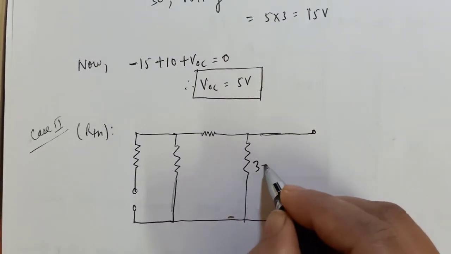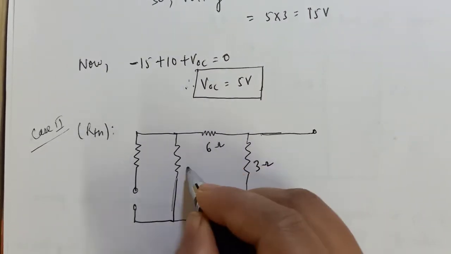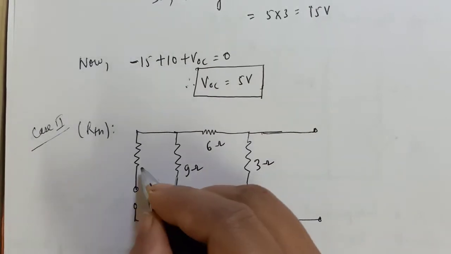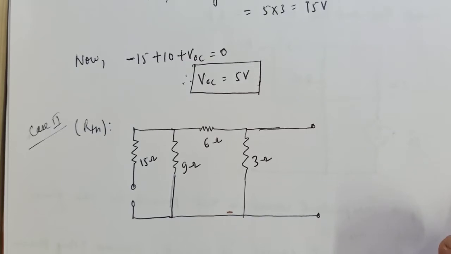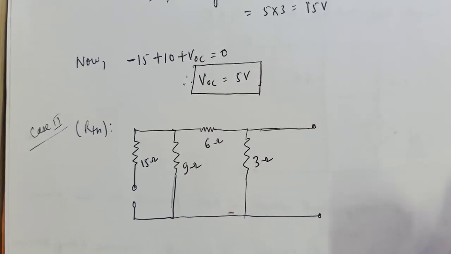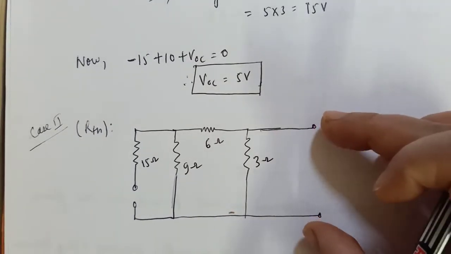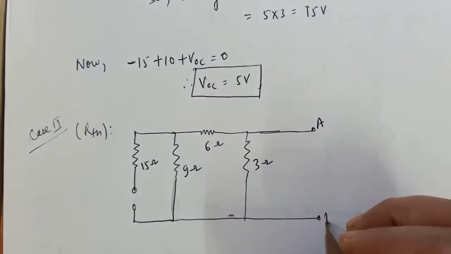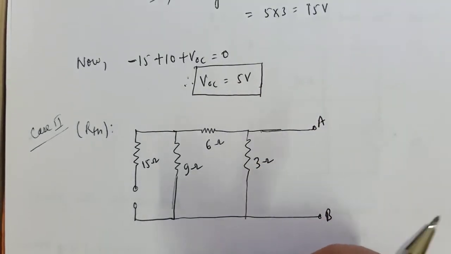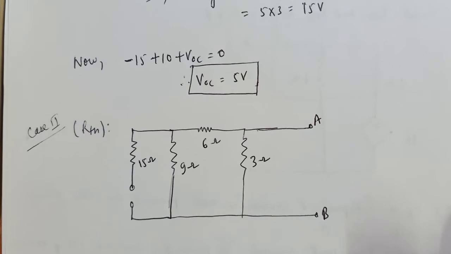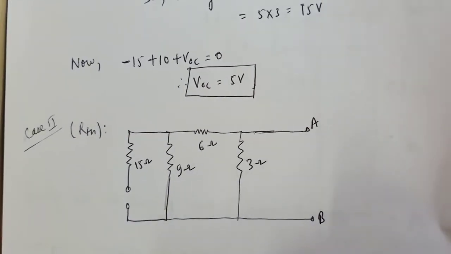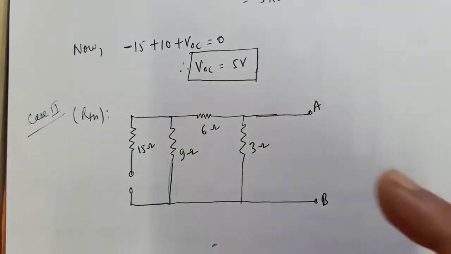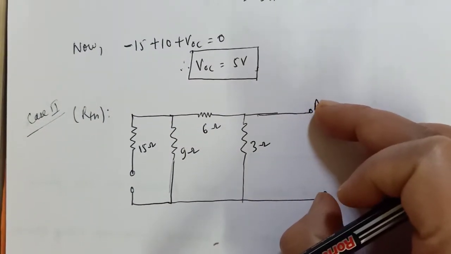This was your 3 ohm, 6 ohm and 9 ohm. This is your 15 volt. So deactivate all the independent sources and find the equivalent resistance with respect to your load terminal. So this is your load terminal. I have deactivated and replaced the voltage source as short circuit and current source as open circuit. Clear? Now find the RThevenin, find equivalent resistance across this terminal.